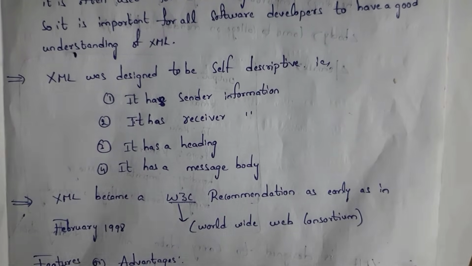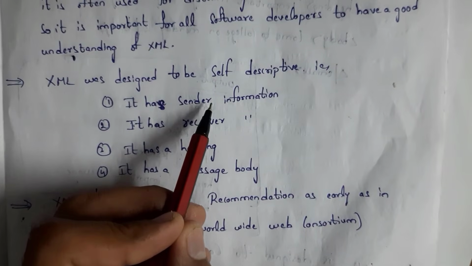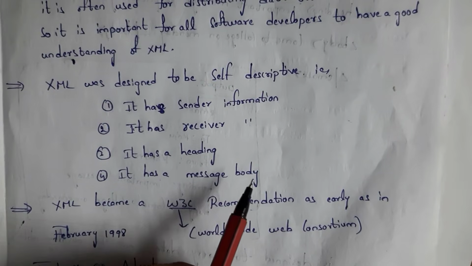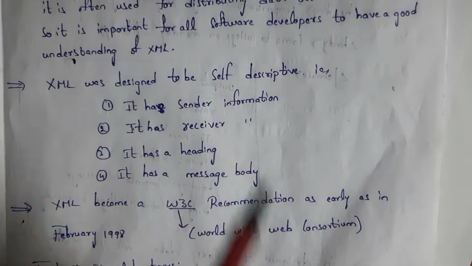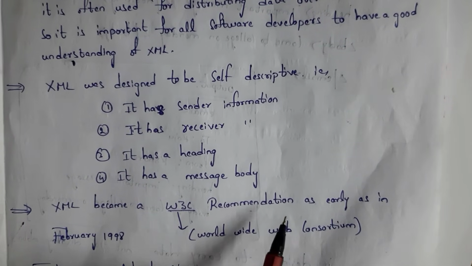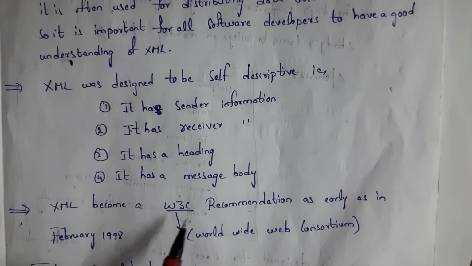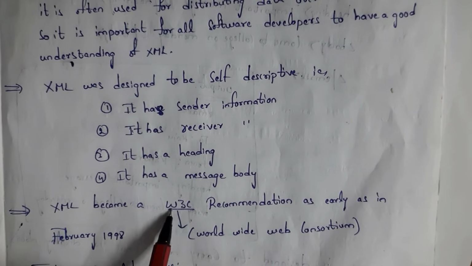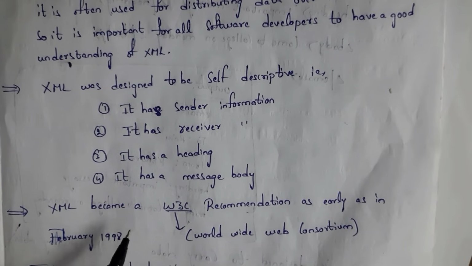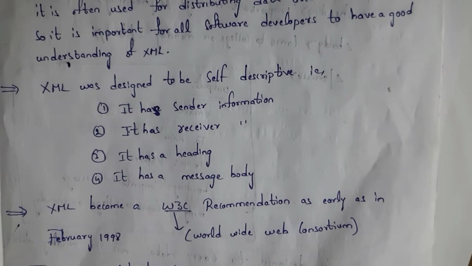XML is self-descriptive. Self-descriptive means it contains sender information, receiver information, heading, as well as message body. So XML is self-descriptive. And XML became a W3C recommendation in February 1998. XML was recommended by W3C. W3C stands for World Wide Web Consortium. It was recommended by the World Wide Web Consortium in February 1998. This is the introduction to XML.